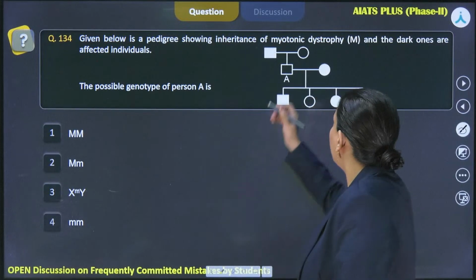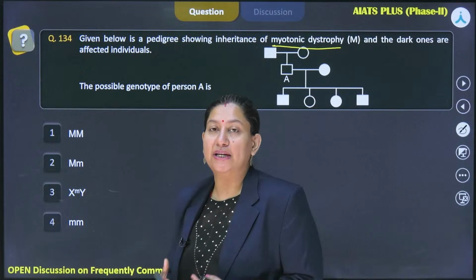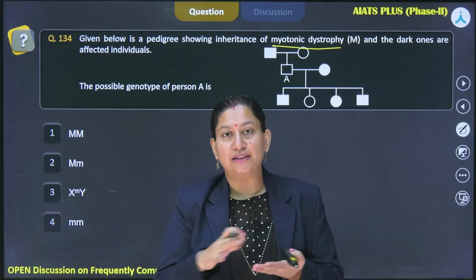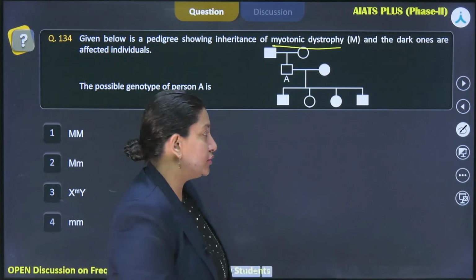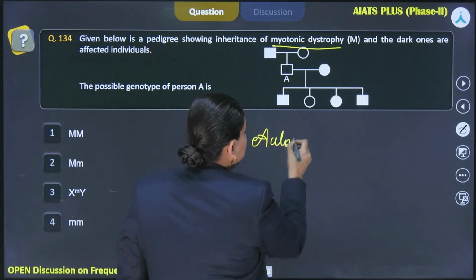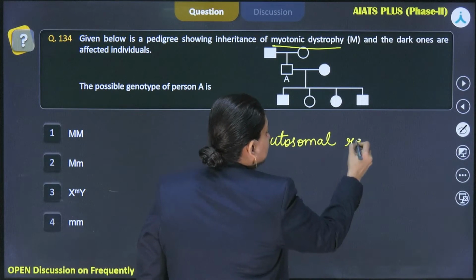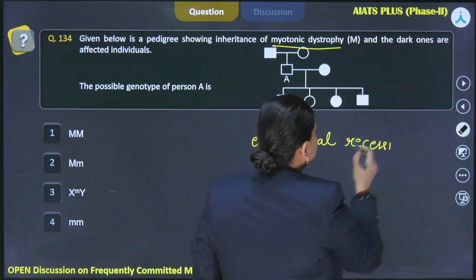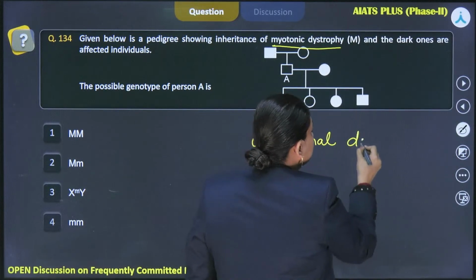The first question says that given below is a pedigree showing inheritance of myotonic dystrophy, and the dark ones are affected individuals, right? When we talk about myotonic dystrophy, it is basically a genetic disorder in which muscle wasting occurs. It is an autosomal recessive disorder. Sorry, really sorry, it's not recessive, rather it's an autosomal dominant disorder.